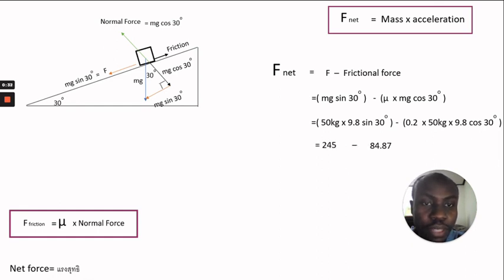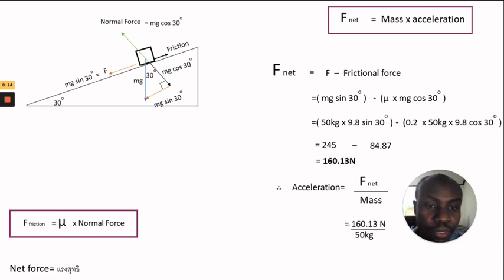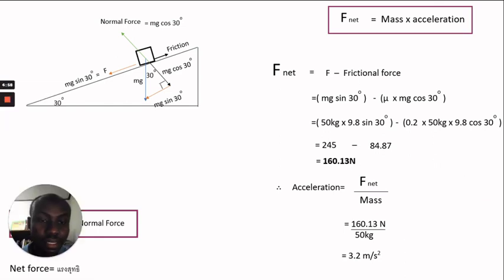If you do the math, we should have 245 minus 84, which is going to be 160.13 newtons. Therefore, acceleration is equal to the net force over the mass. If you put in the net force we just found, and then 50 kilograms, our acceleration is 3.2 meters per second squared.